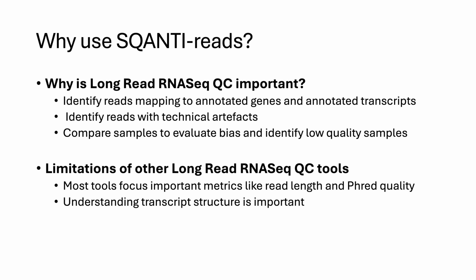One of the first questions we need to ask is, why do we need quality control for long-read RNA-Seq? First, QC helps us identify the reads that map to annotated genes and transcripts versus reads that map to unannotated regions of the genome. We can also identify reads with technical artifacts, for example, degradation products or RT switching products. It also allows us to compare samples so we can evaluate bias in our experiments and identify low-quality samples.